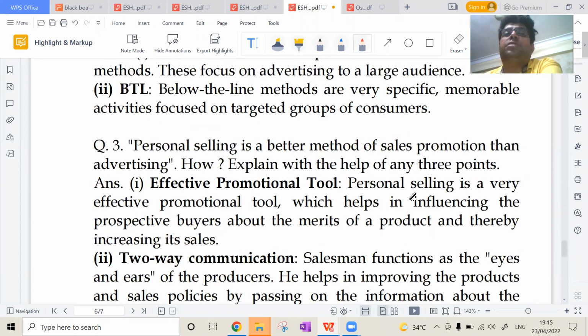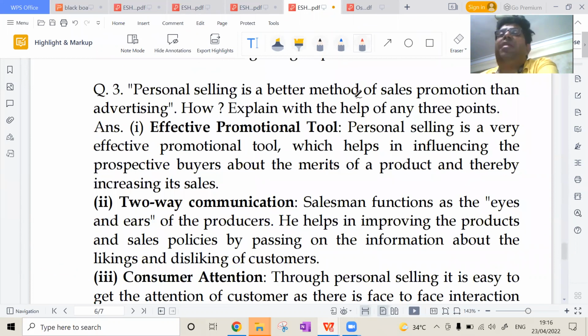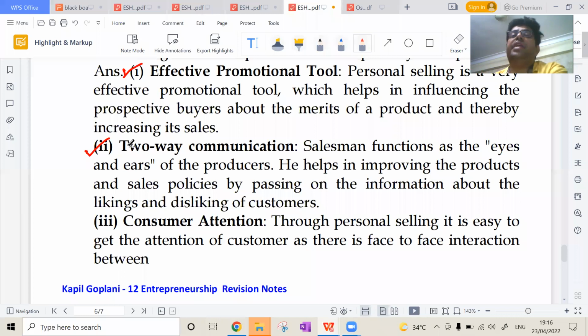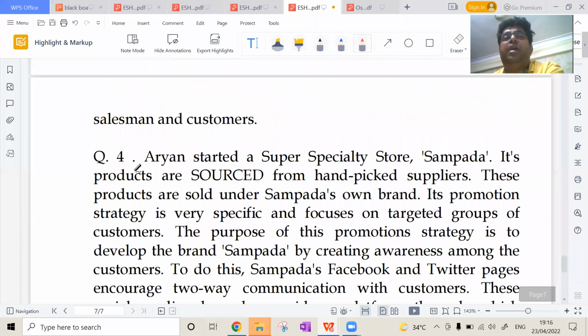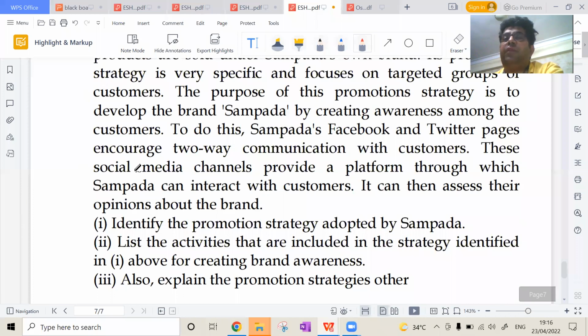Now coming on to the next question: personal selling is a better method of sales promotion than advertisement. How? Why? Because when I am going personally, it will give me an effective promotional tool. Second, it is a two-way communication because I am going to the consumer's house directly. Third, it will gain consumer attention because I am giving attention to the consumer personally.